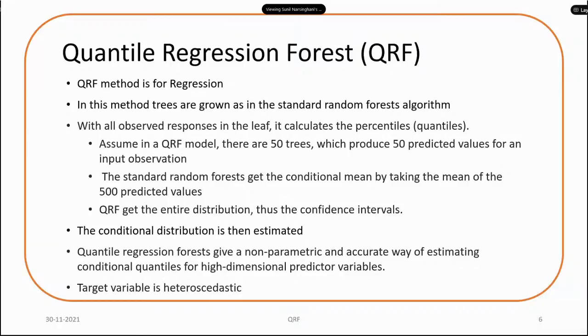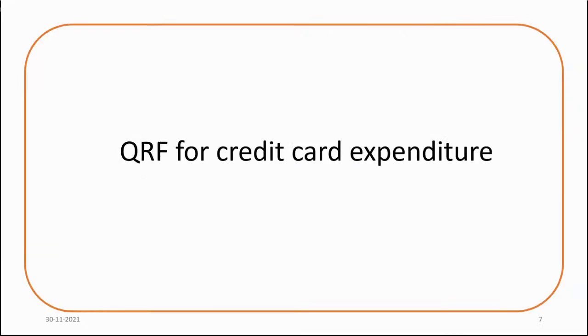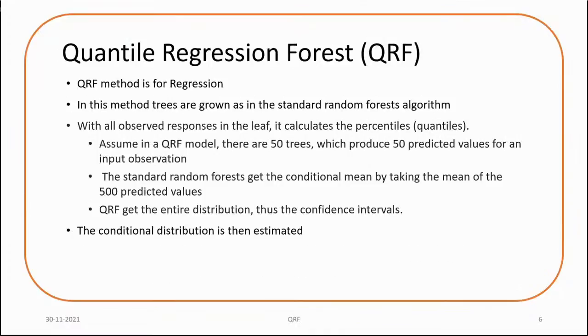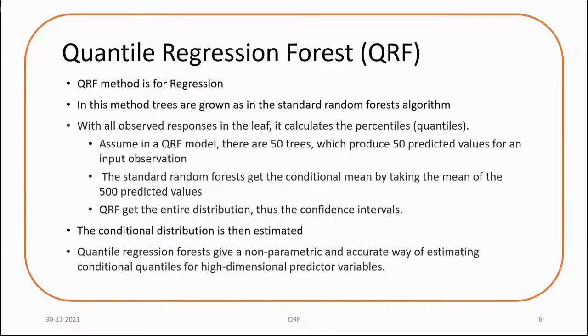The target variable again could be heteroscedastic; its variance can change, and that is how it is. Now, I had taken 3 slides just to explain the basics of quantile regression forest. Now I will jump to my example.